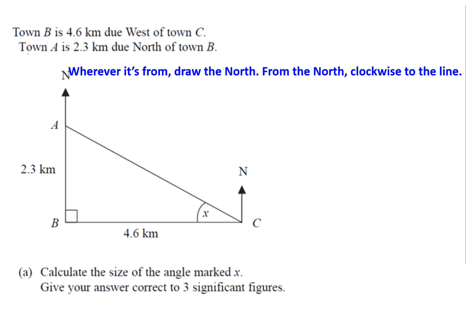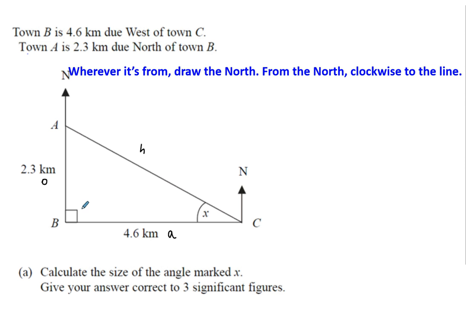Okay. All right. Town B is 4.6 kilometers due west of town C. Town A is 2.3 kilometers due north of town B. Looking at the west and the north, and you can tell it's going to be a right angle triangle. Let's label our triangle first. So here we've got our H, and the side opposite your angle is O, and the side opposite, the other lonely side, is A. Okay, and we have to find the size of the angle marked X.